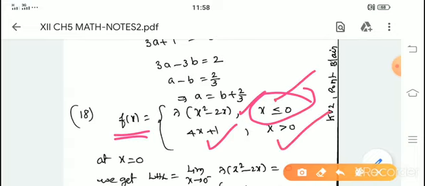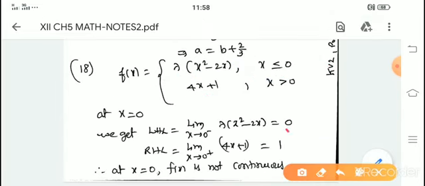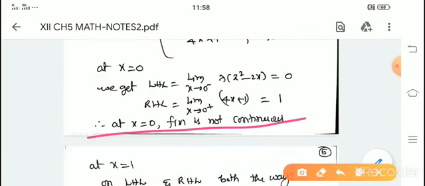That means left hand limit of 0, right hand limit of 0, two different functions are given. So at 0, if you check what happened, left hand limit you get 0, right hand limit you get 1. They are not equal. Since 0 and 1 are not equal, you can say the given function is not continuous at x is equal to 0.